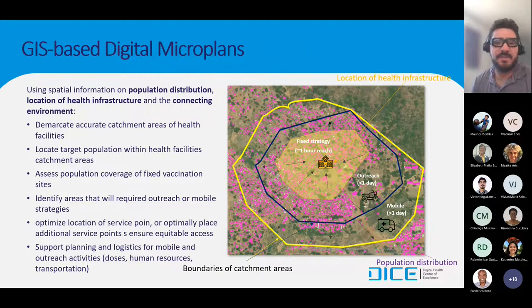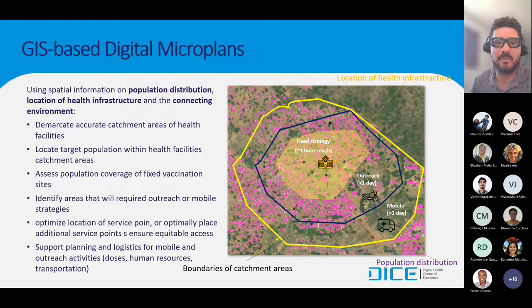So at its core, GIS-based microplanning involves the use of spatial information on a number of core information needs: the population distributions, the location of health infrastructures, and geographic information on the connecting environment, the road transportation networks, the geographic barriers, the water bodies, everything that has an impact on the movement of goods and populations to health facilities and to communities.